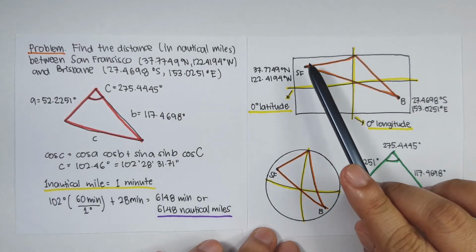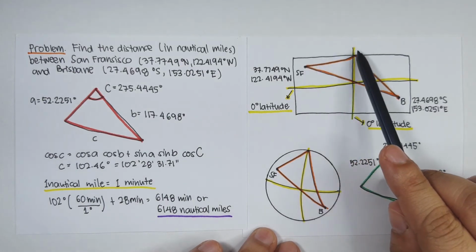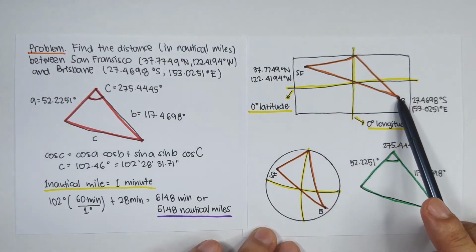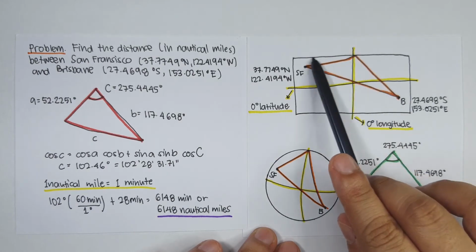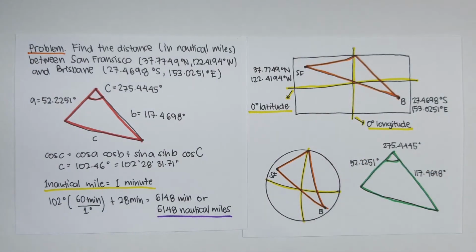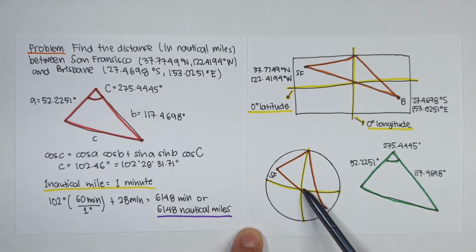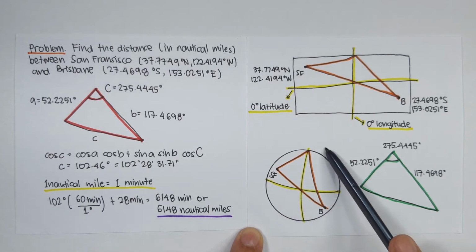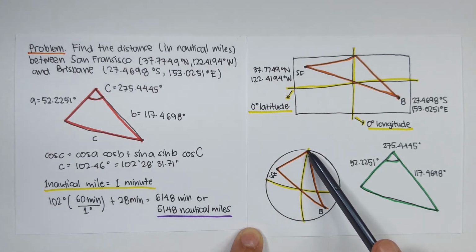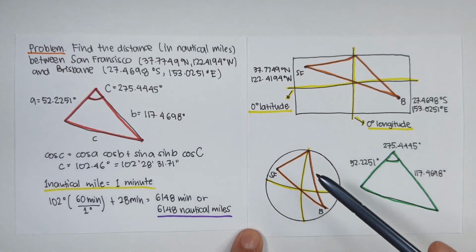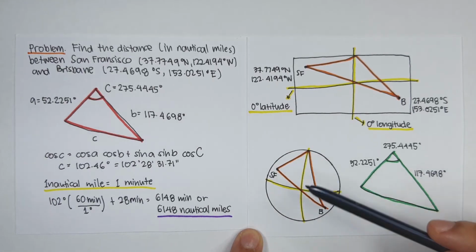Now I'm gonna draw a segment from San Francisco to the North Pole and Brisbane to the North Pole to form our spherical triangle. And if I were to redraw this map into a circle, it will look like this. Say this is our prime meridian, this is our equator, and this is San Francisco and Brisbane. And this is our spherical triangle where at this point is the North Pole. Now take note that from the equator to the North Pole is 90 degrees.